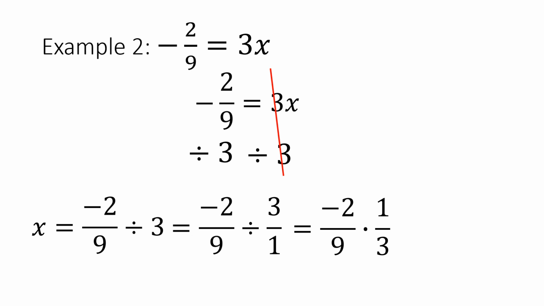And so in order to simplify this with the multiplication, we are going to multiply the tops, and we're going to multiply the bottoms. So we're going to do negative 2 times 1, which is equal to negative 2, and then we're going to multiply 9 times 3, which is 27. And so our answer is going to be negative 2 over 27 because we can't simplify this fraction any further.